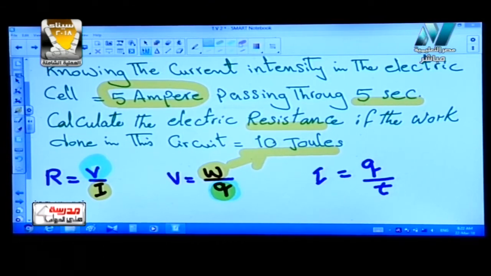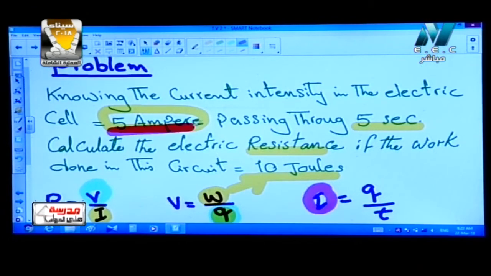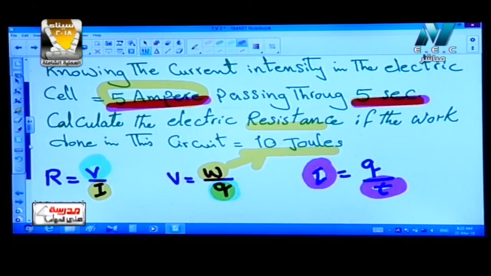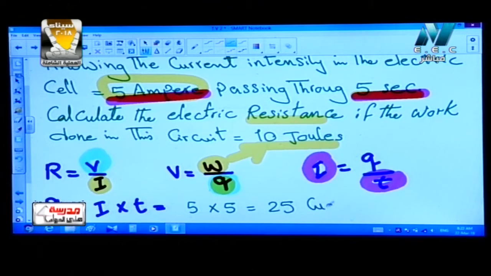Here we have I equals 5 ampere, and we have time equals 5 seconds. So first, we should calculate the quantity of charge. Q equals, from the magic triangle, I times T. I equals 5, T equals 5, so Q equals 25 coulomb. So we found the quantity of charge.